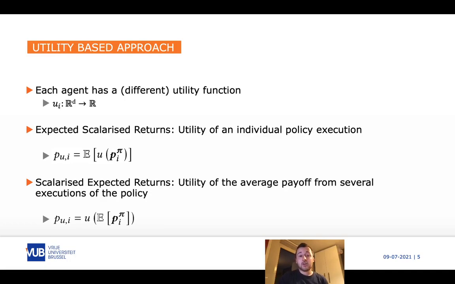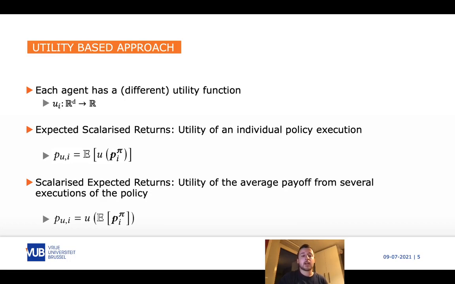Also in this paper, we take a utility-based approach, and that means that each agent has a possibly different utility function. Now, what is a utility function? A utility function is a function that takes an incoming reward vector and scalarizes this to a final scalar utility. Now, as I just mentioned, these utility functions may be different for each agent in the game, and they may also be nonlinear.